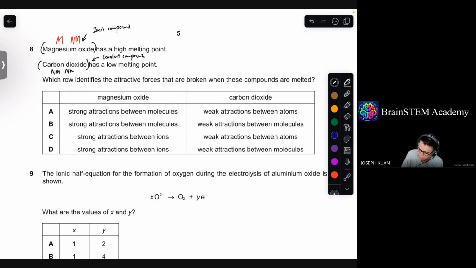Ionic compounds are characterized by strong attraction between ions. Literally, ionic compound, so strong attraction between ions, not molecules. Whenever you see the word molecules, it refers to covalent compounds. And then carbon dioxide. The answer should be weak attractions, not between the atoms. You see, in covalent compounds, in between the atoms, the covalent bond is strong.